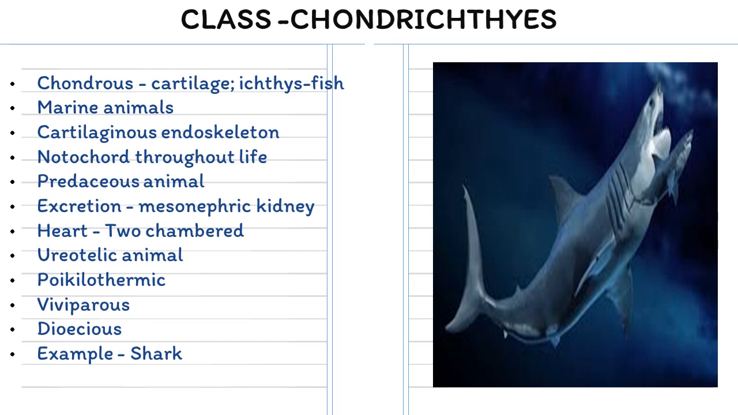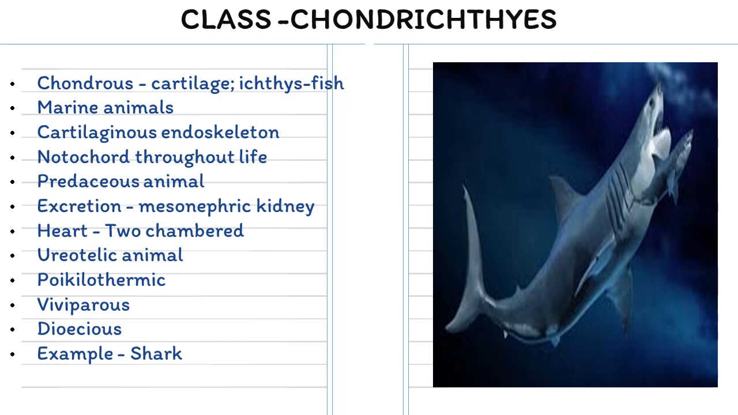Okay. Then the notochord is there throughout life. As I said, for some chordates the notochord only will be there throughout life. It is not converted into a backbone. But for higher chordates, the notochord will be converted into a backbone. But in this kind of organism, the notochord is there throughout life. Right? Then it is a predaceous animal. What do we mean by predaceous animal? It attacks other animals to kill and eat them. Right? Okay. Then excretion is with the help of the kidney, and the kidney is mesonephric kidney.